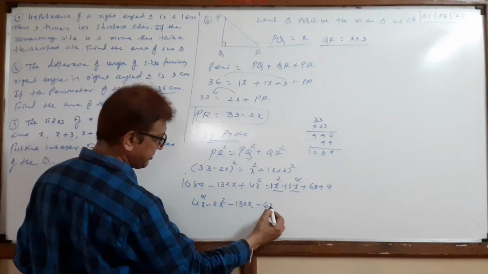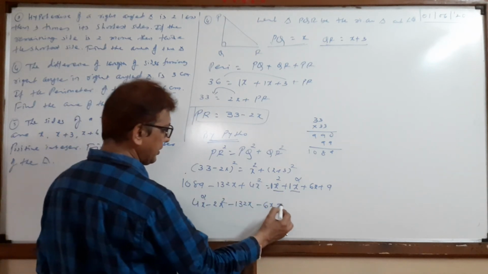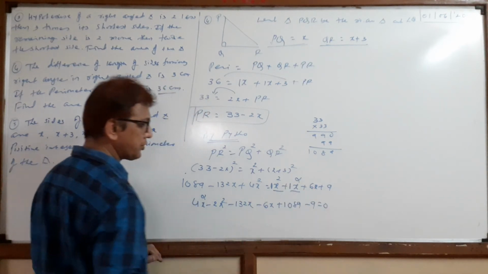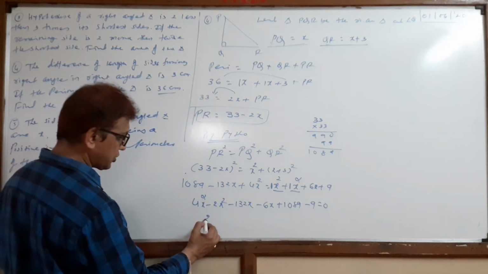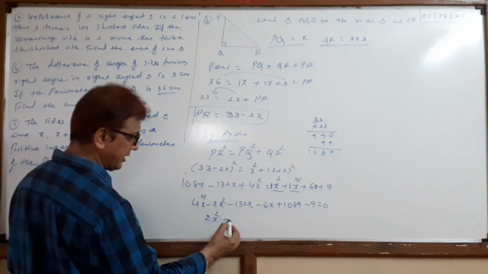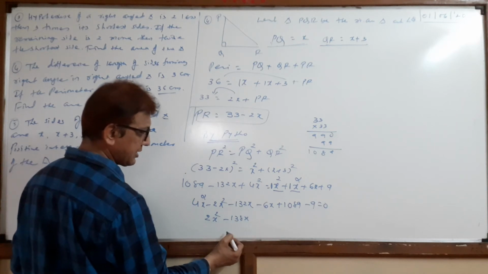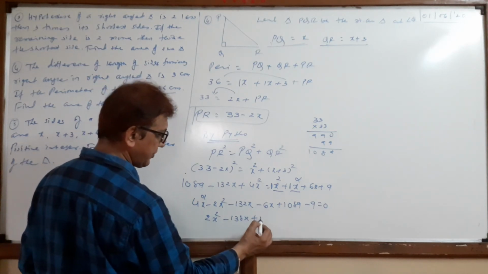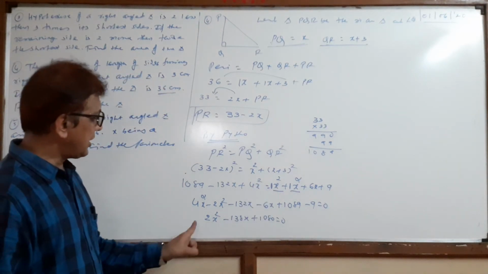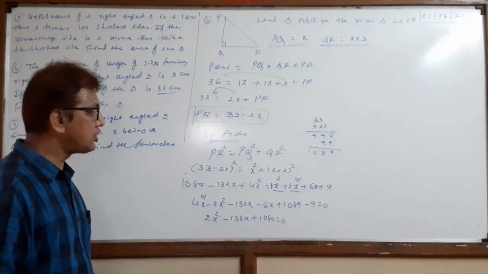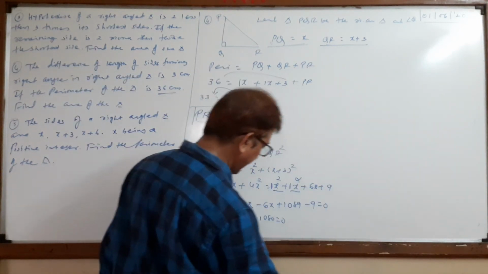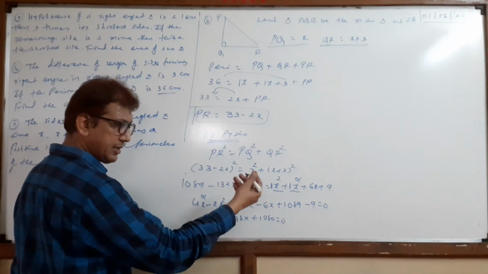Now 6x on the left side plus 1089 minus 9 equals 0 on the right side. 4 minus 2, 2x square. 132 and 6, both of them the same sign, so 138x. 1089 minus 9, 1080. Clear? Now the whole equation is divisible by 2, and 2 is the common factor. 0 divided by 2, answer 0.